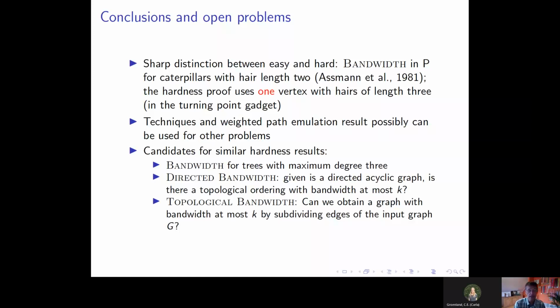We believe that the techniques and the weighted path emulation result can possibly also be used for showing hardness from other problems. Candidates for these are bandwidth if you look at trees where the maximum degree is 3, or the directed version of the bandwidth problem, where I am given a directed acyclic graph and want to find a topological ordering of the graph where the bandwidth is at most k, or the topological bandwidth problem, where we ask whether the input graph has a subdivision which has a layout of bandwidth at most k.